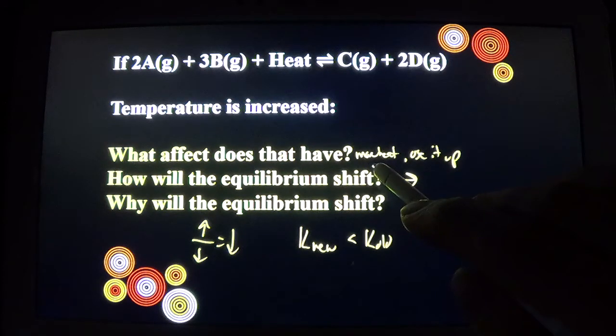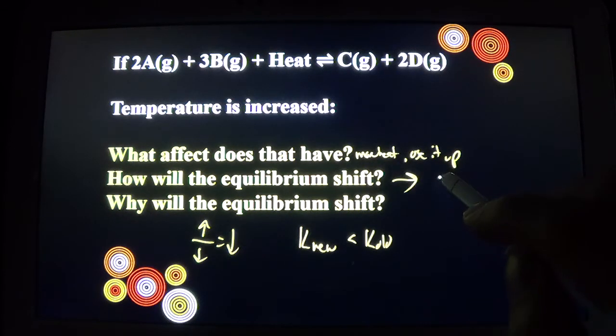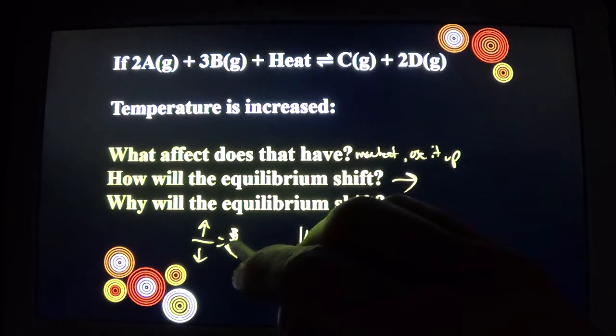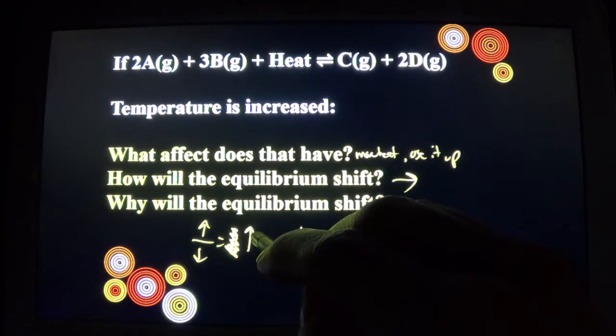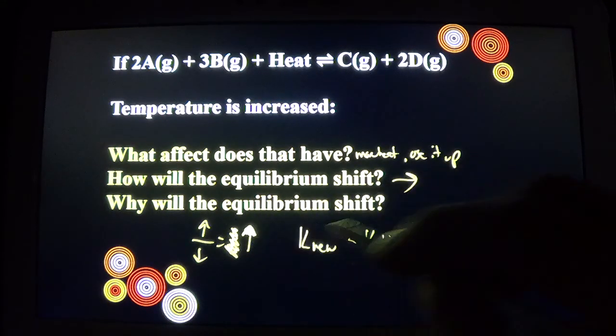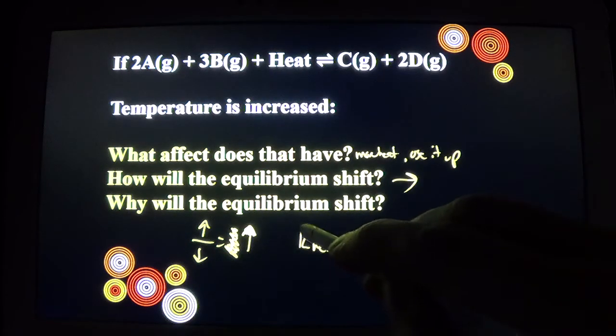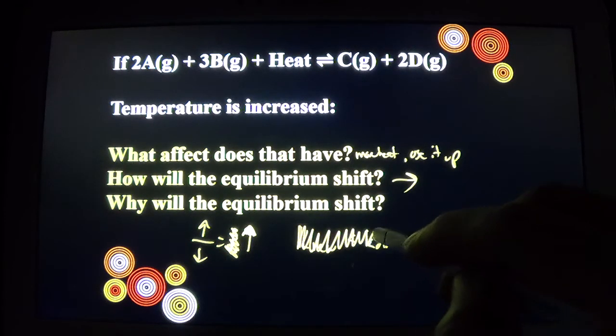Temperature's increased. More heat. We're going to use it up. More products. Why did I draw my arrow that way? I am having a very dyslexic day. My apologies. And I don't have you in class stopping me when I do stuff like that. Okay, let's try that one more time.